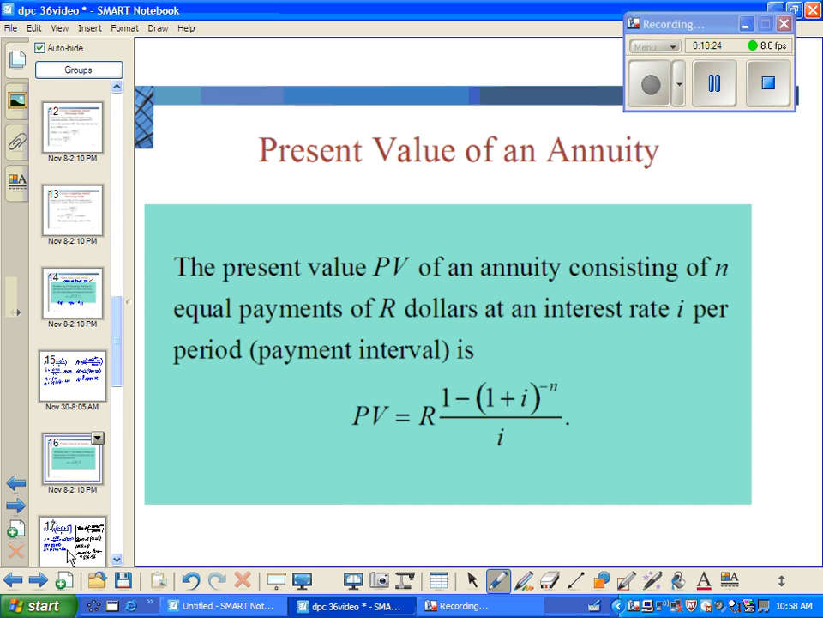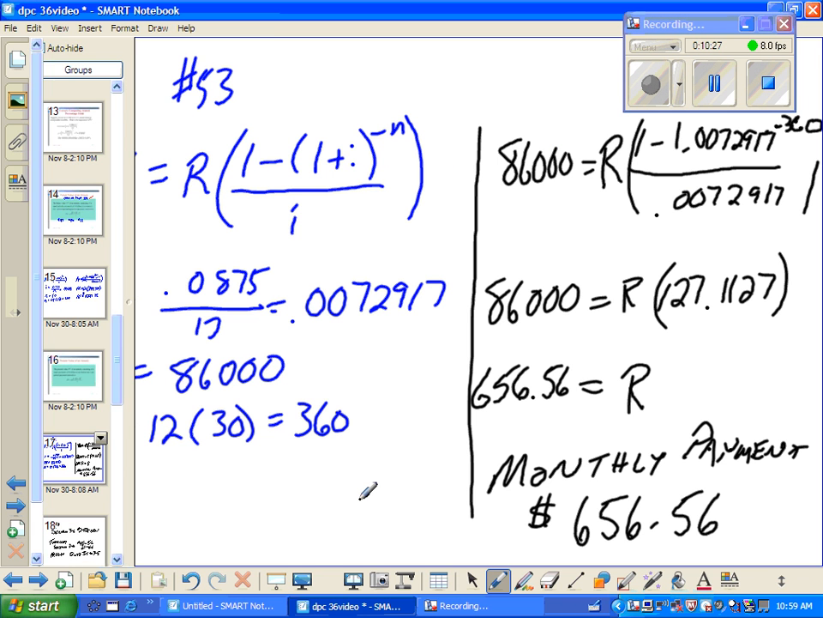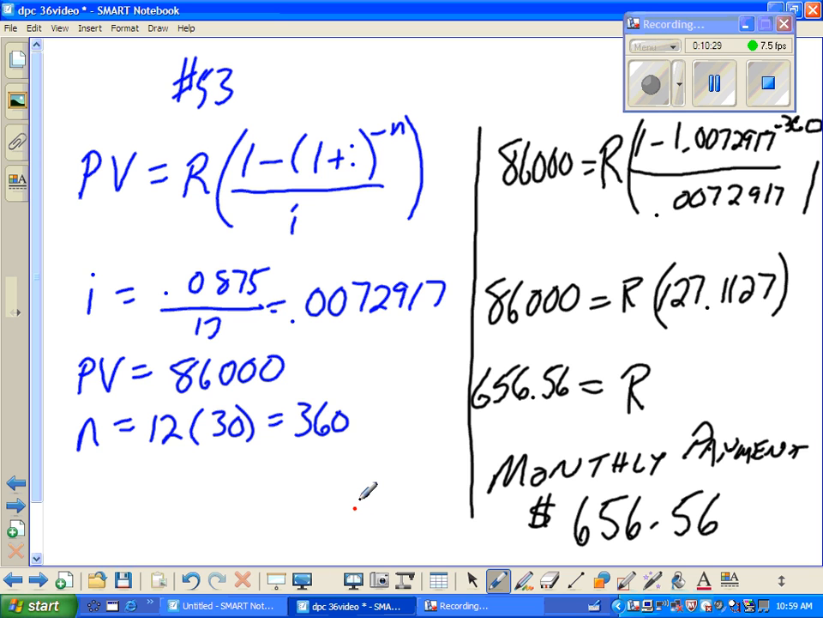Take a look in your book at question number 53. On 53, you should see a problem about a mortgage payment. In there, the present value of your house is $86,000. It says that you are going to pay 8.75% interest, and you're going to do this for 30 years. As far as the workings of our formula, my I is not 0.0875. Instead, I have to take that 0.0875 and divide it by 12, because we're going to make monthly payments.